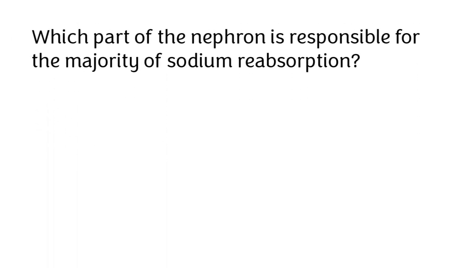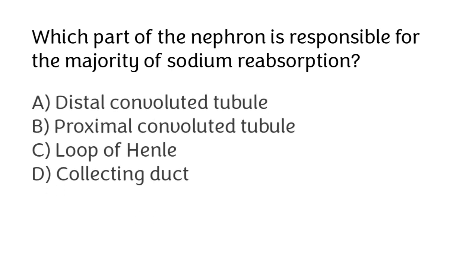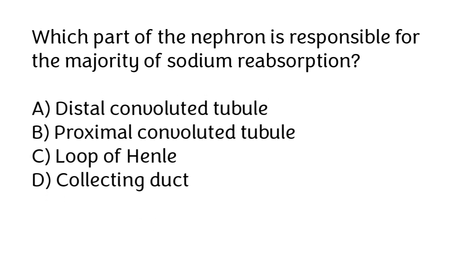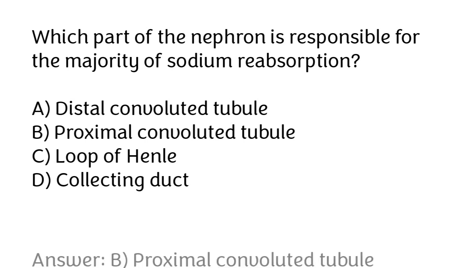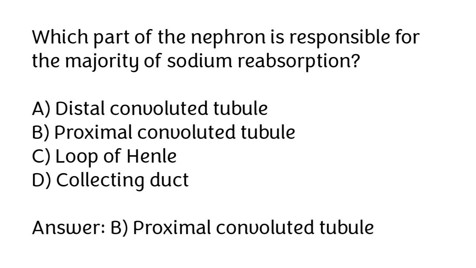Which part of the nephron is responsible for the majority of sodium reabsorption? Distal convoluted tubule, proximal convoluted tubule, loop of Henle, collecting duct. The correct answer is option B, proximal convoluted tubule.